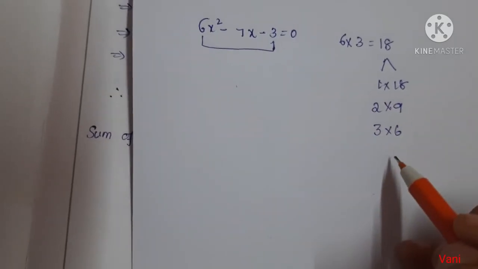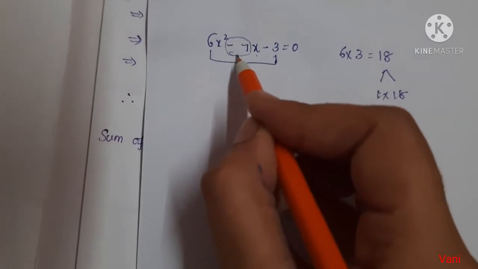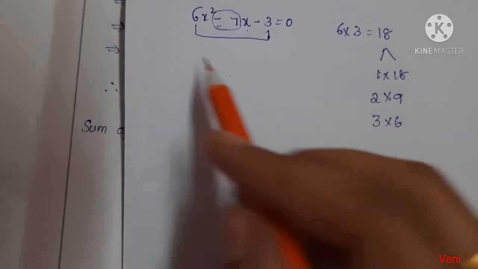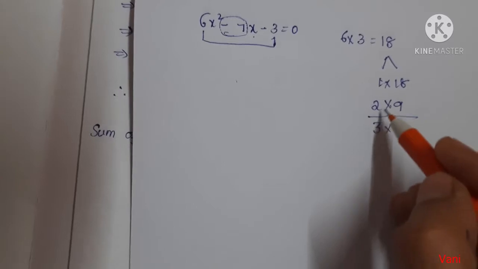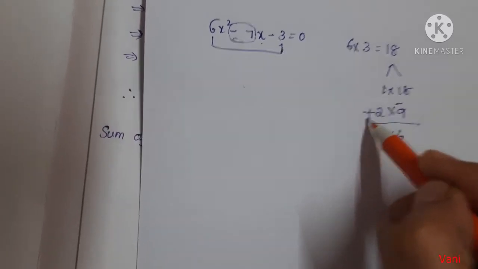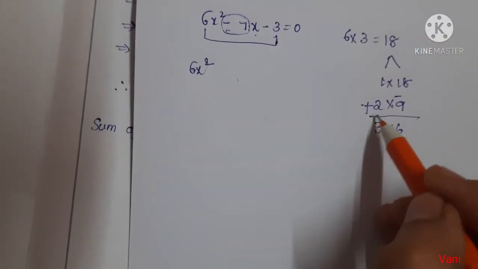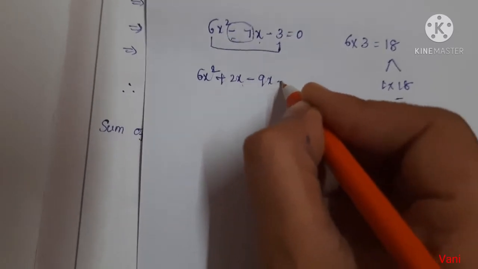Now observe the factors. Here the x coefficient is minus 7. So if you add or subtract any two of the factors, you should get minus 7. If you observe 2 and 9, minus 9 plus 2 gives minus 7. So 6x square minus 7x, according to the factors, can be written as 6x square plus 2x minus 9x minus 3 is equal to 0.